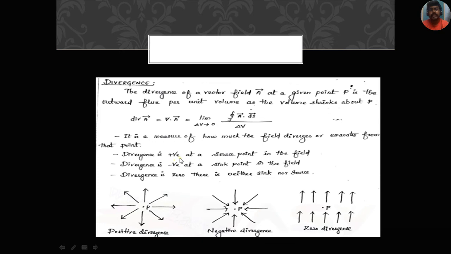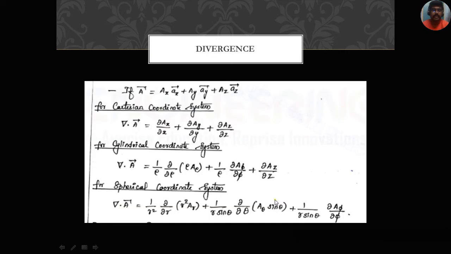The divergence is considered positive at a source point in the field. If the divergence is negative, it is a sink point in the field, and if the divergence is 0, it is neither a sink nor a source.